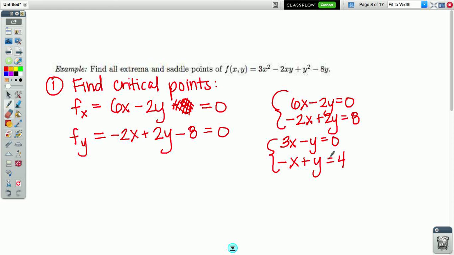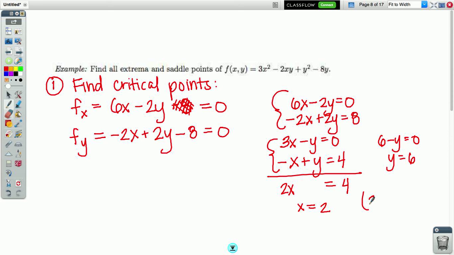And then I'm just going to use elimination and add those things together, and I get 2x equals 4, and so I find x equals 2. And when I get x equals 2, I'm just going to substitute that back into the very first equation, and I get 6 minus y equals 0, and so y must equal 6. So my solution to this system is the point (2, 6), and this is my critical point.